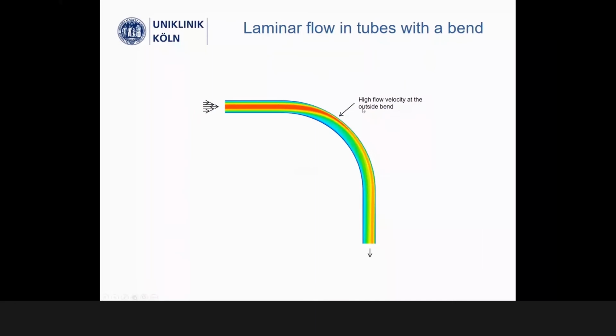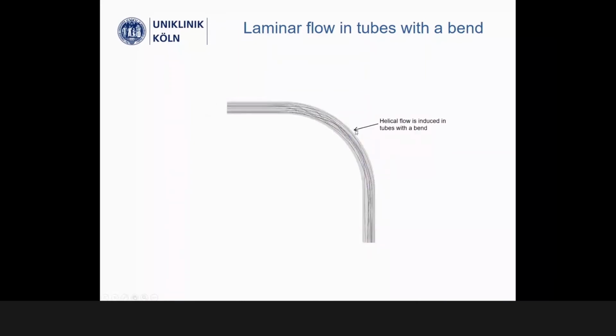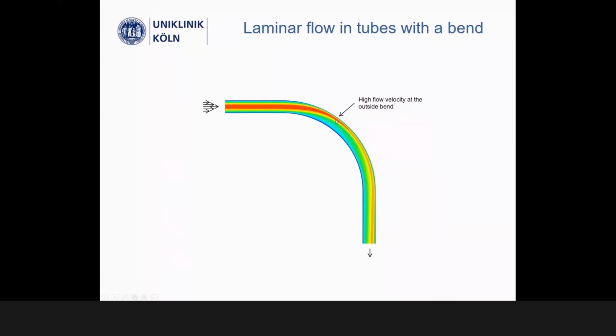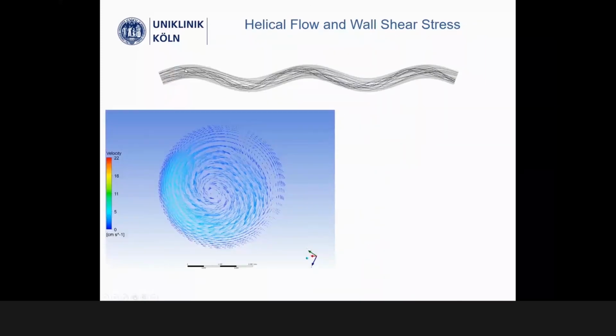Now, if you look at a tube with a bend, then this center of high velocity gets shifted to the outer wall of this tube, and at the outside of this bend, you have high velocities, which also causes high wall shear stress. Now, if you create a helical tube, then a swirling flow is induced, so the trajectory of the high flow velocities travels from one outside of those curves to the other.